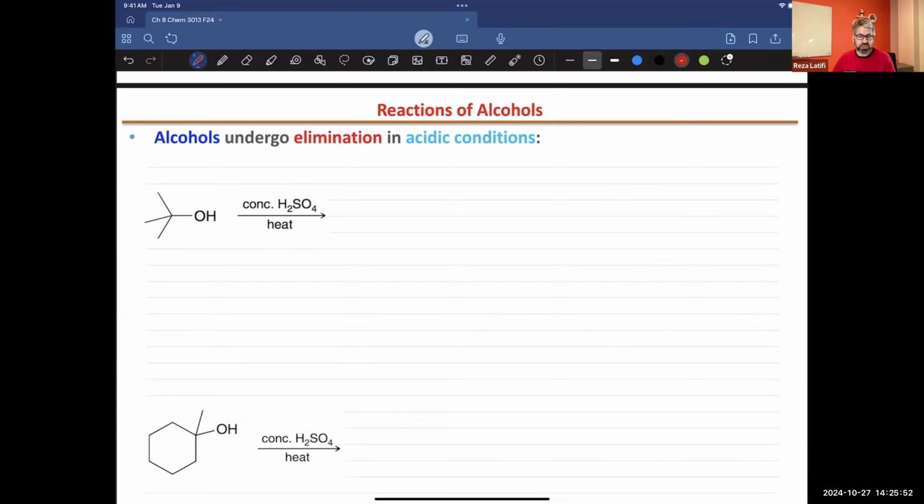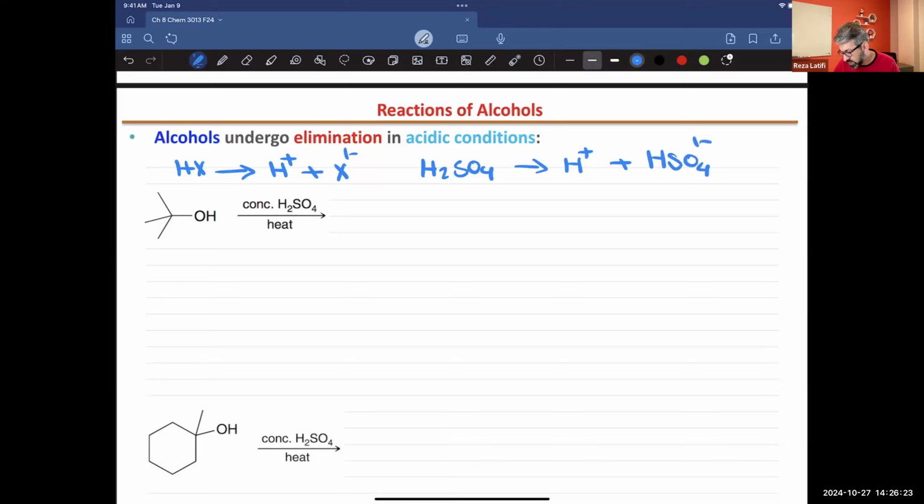And also, let's say you are adding heat to the system. In that case, the elimination reaction very soon starts to be the dominant mechanism. And remember, we are using acid. If you use an acid, let's say HX, it is going to turn to H plus and X minus. X minus will be the conjugate base. So for example, if we go with H2SO4, we get H plus and HSO4 minus. This is going to be the conjugate base.